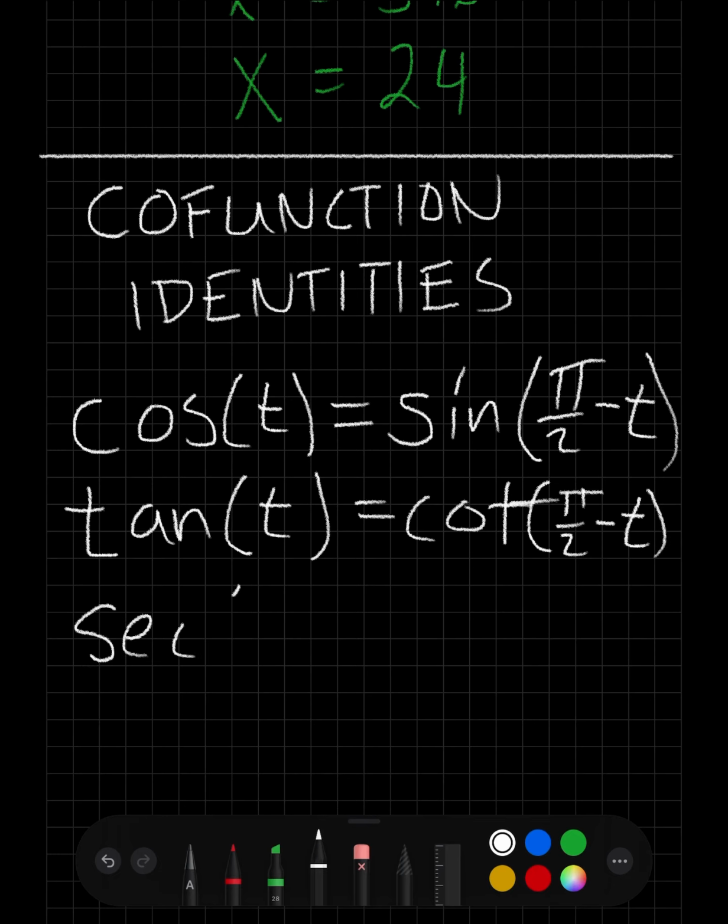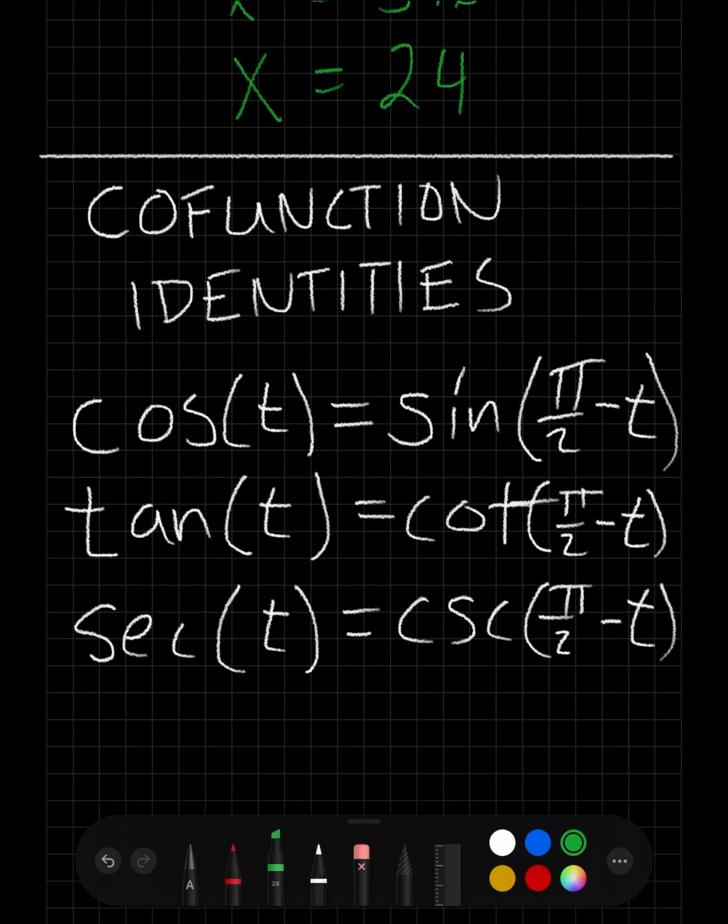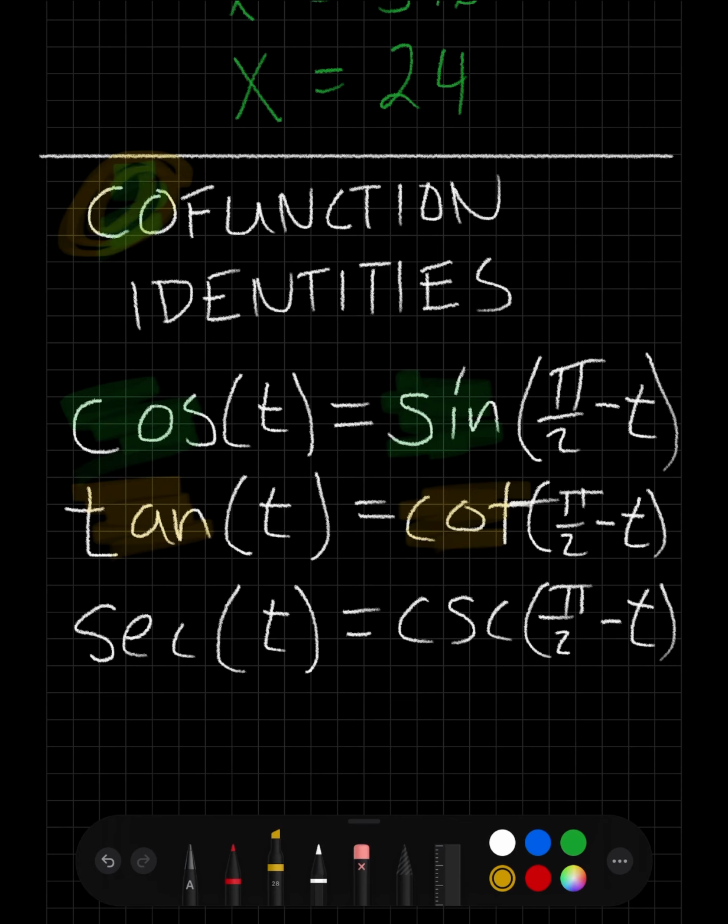And if I took the secant of t, that would be equal to the cosecant of pi over 2 minus t. So take a look. Now maybe it makes sense why we have the names that we have here. I have sine, then the cosine, and they're related as cofunctions. I have the tangent and the cotangent, and they are related as cofunctions. Right? I hope you're seeing this. I have the secant and the cosecant, and they are cofunctions. That's how they go together. That's how I remember it.